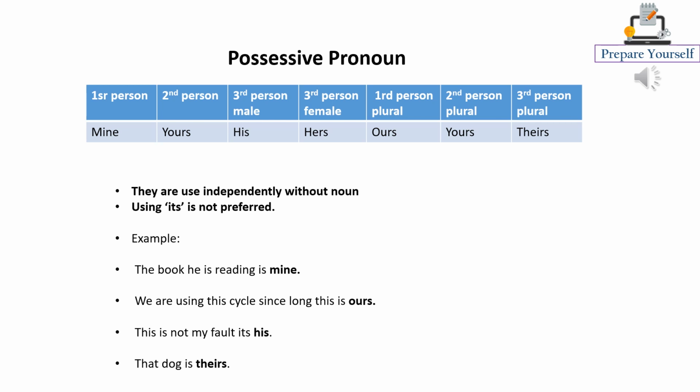So let's have a look at the rules one more time. Possessive adjectives, possessive determiners need a noun, whereas possessive pronouns do not need a noun. Using its is not preferred in possessive pronouns. I hope with the examples you can see clearly.